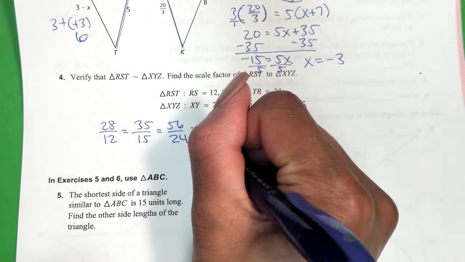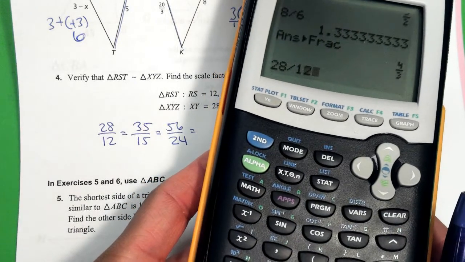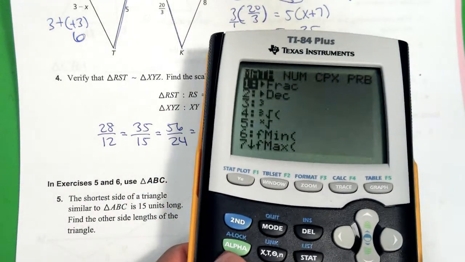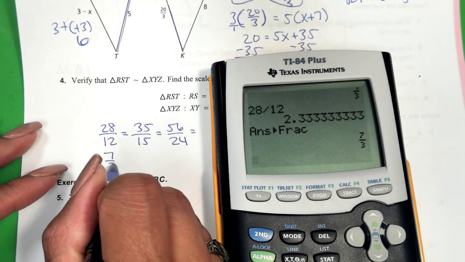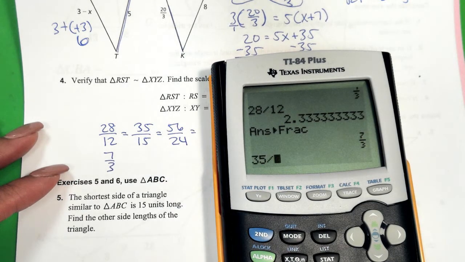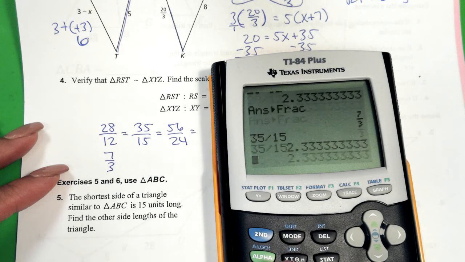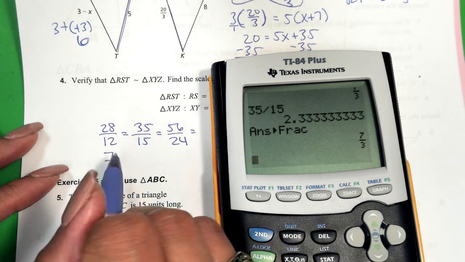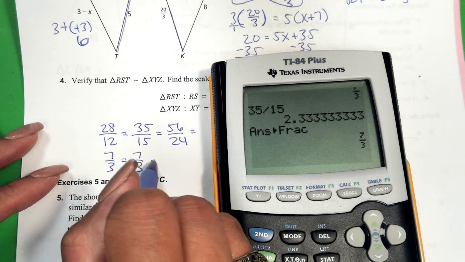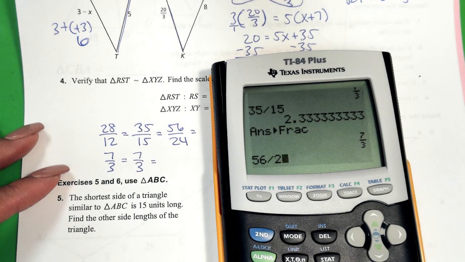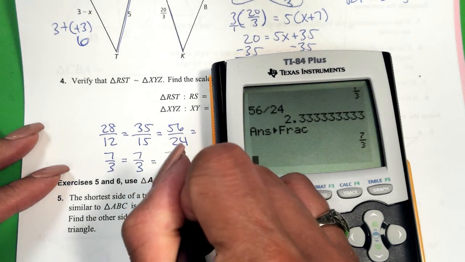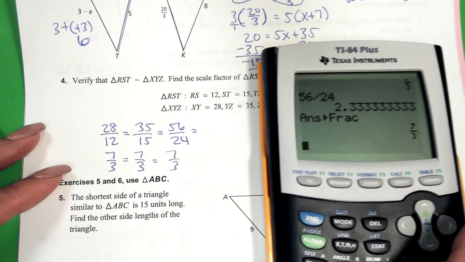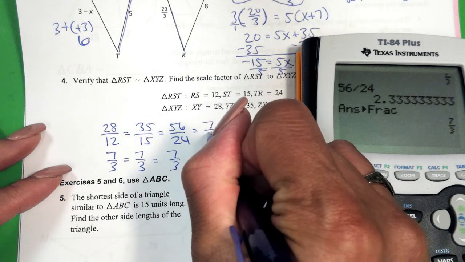So if we were to reduce all of these, let's try 28/12. I do end up with 7/3. Let's try 35/15. Still end up with 7/3. And then 56/24. And I also end up with 7/3. The scale factor for this one is 7/3.